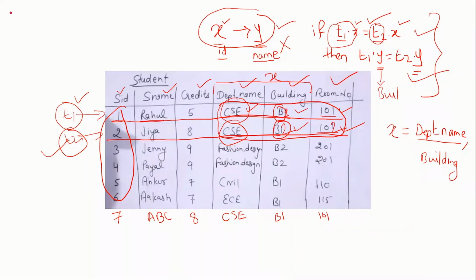No one remembers about the functional dependency? Trivial, non-trivial, multi-valued, anything? Anyone remember? A trivial dependency, non-trivial dependency, multi-valued dependency. Any one of you?